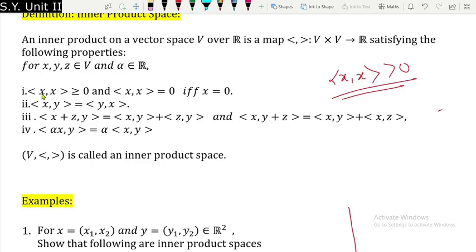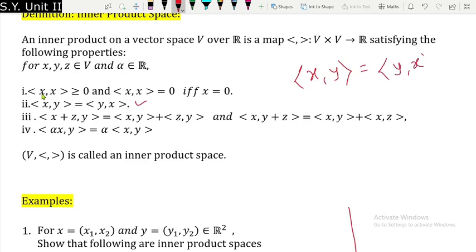And if you know that x is non-zero, then you can say that it is going to be strictly greater than 0. Now the second condition says that inner product of x with y is always equal to inner product of y with x. So just keep it in mind, first of all find inner product of x with y and then find inner product of y with x, and both always come out equal. Okay, this is the meaning. We will see the example, then it will be more clear to you.